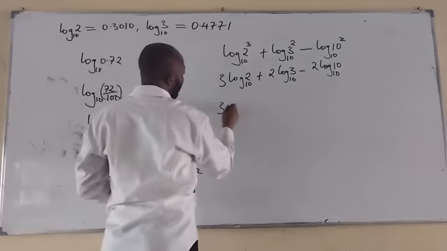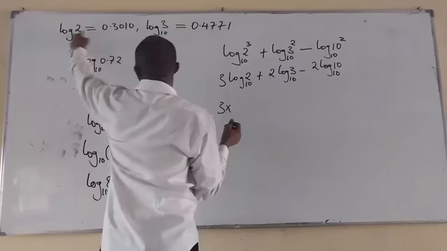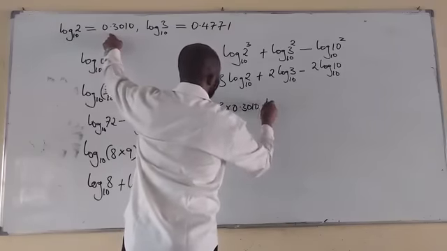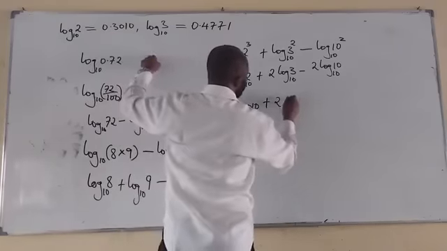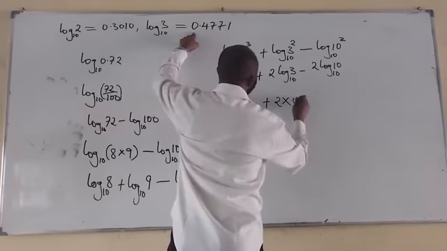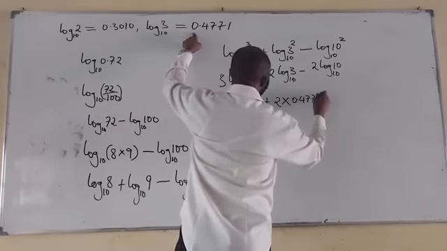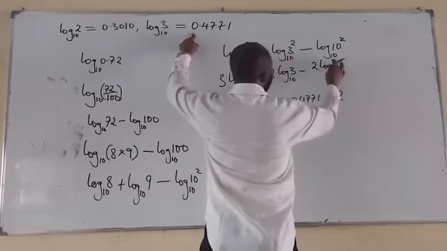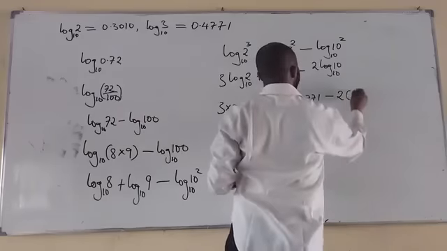Now this is 3 times log 2 here. I'm substituting now: 0.3010 plus 2 times log 3, which is 0.4771, minus 2 log 10 in base 10, which is 1.